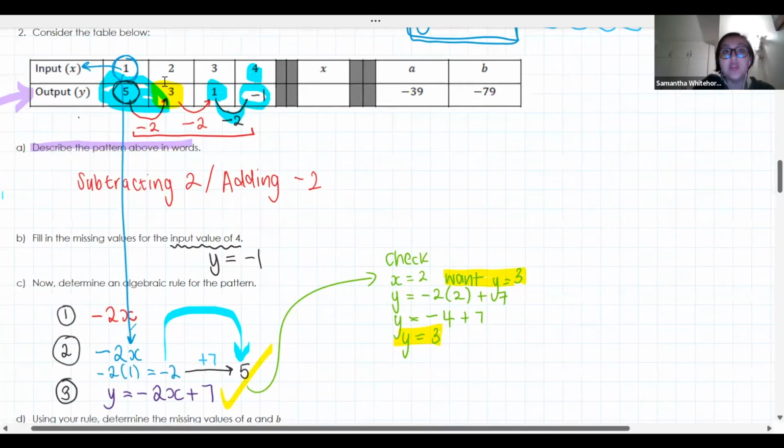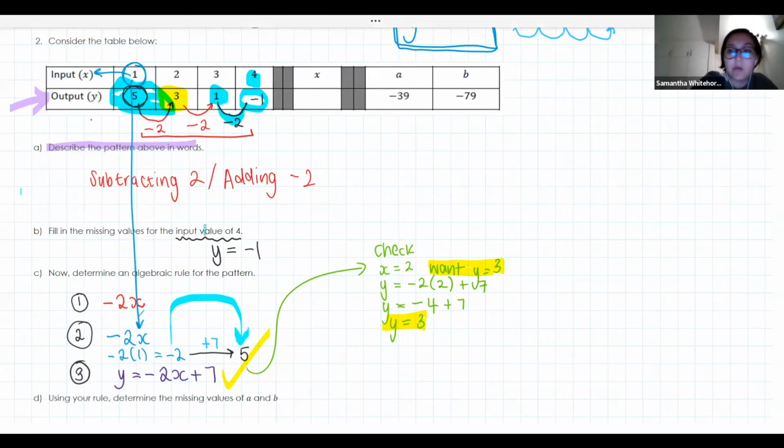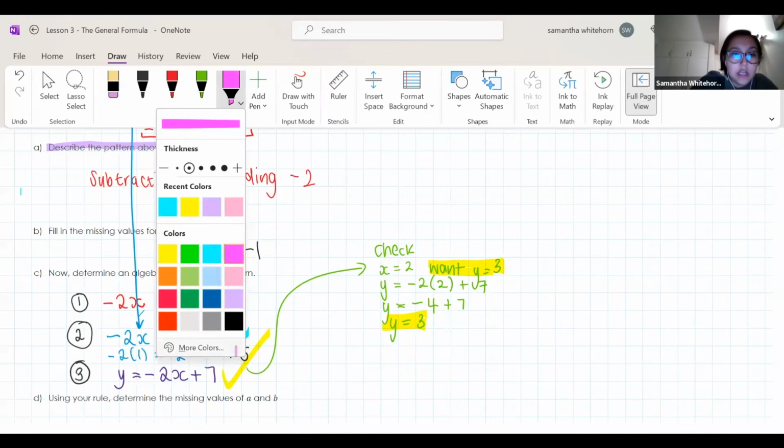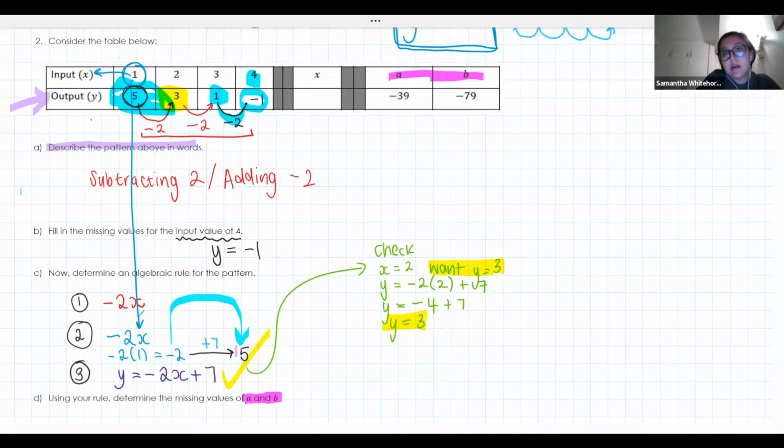All right, guys, so it now tells us to use our rule to find the missing values of A and B. So let's just figure out what we're doing. A and B, if we go back up to our table, are input values. I know that they're input values because they're in the first row.